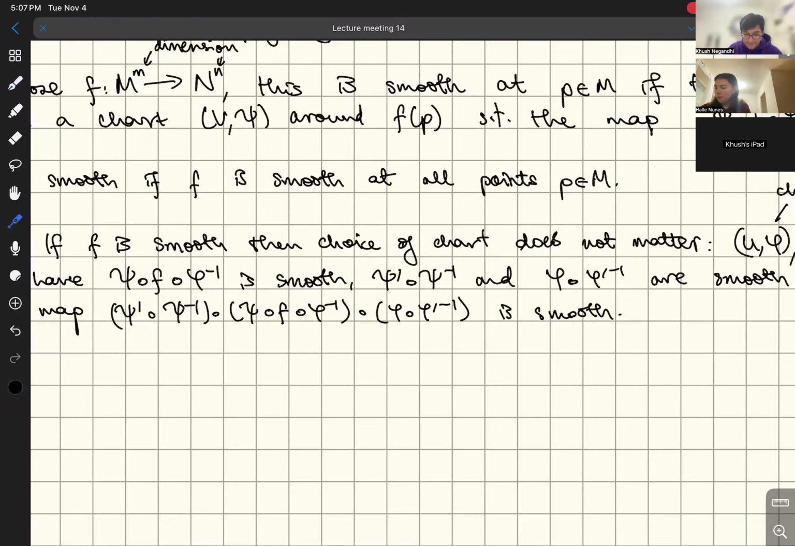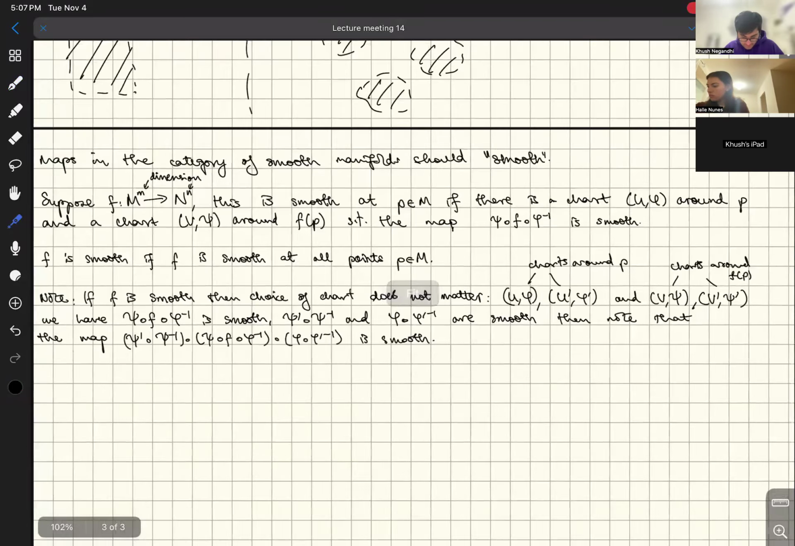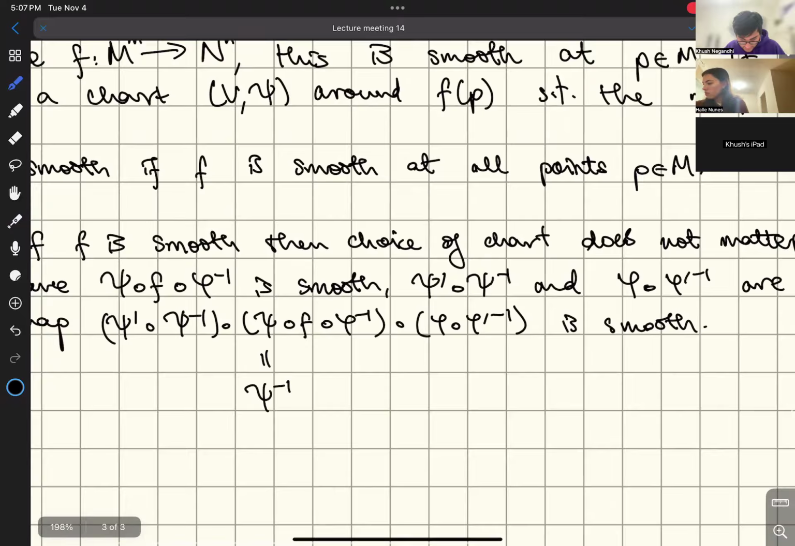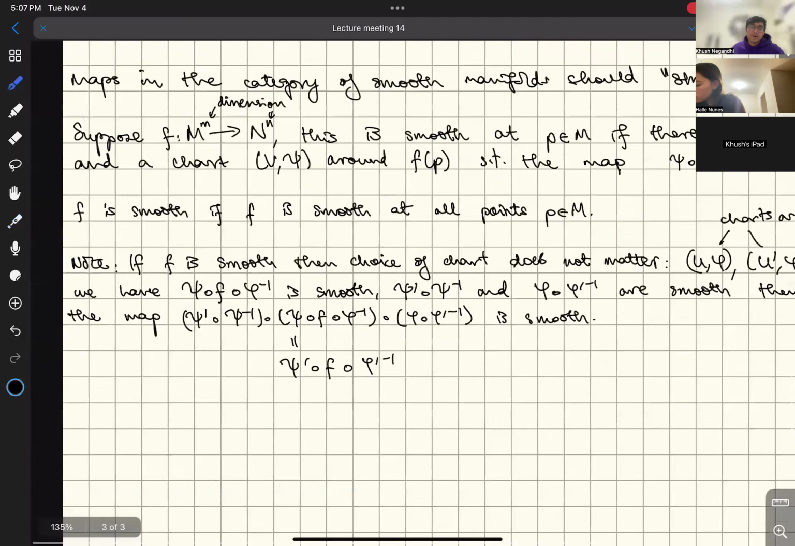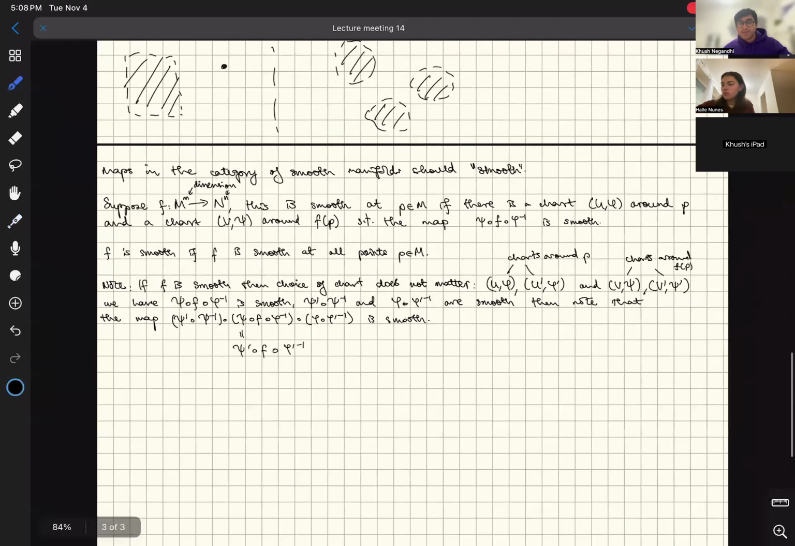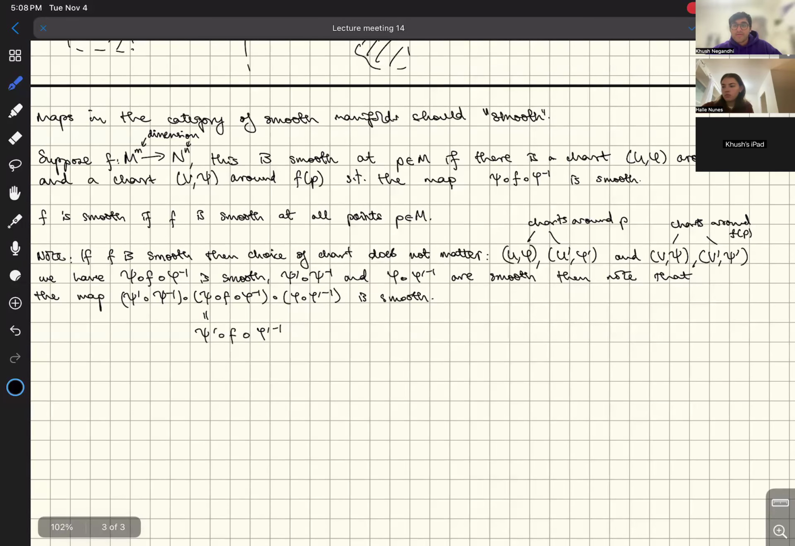But see what happens: this psi prime and this psi give you identity, and this phi inverse and this phi give you identity. So what you're left with is psi prime compose F compose phi prime inverse, whatever, it doesn't matter. So it seems as though the choice of chart doesn't matter. Once it's smooth in one chart, it's smooth in all charts. Are there any questions about what smooth maps are? No. Okay.